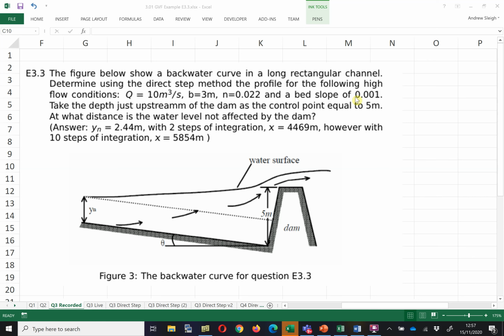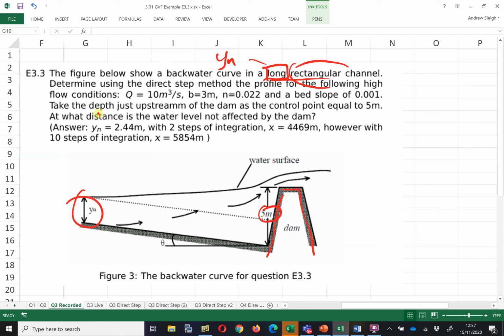Okay, we're going to build a spreadsheet now to solve this example. It's a backwater calculation. I'm just going to describe it slightly. We've got a dam. We're saying that this is 5 meters high, and this is in a long rectangular channel, so that's telling us what the equation is for the area weighted perimeter. And long is telling us that it goes to normal depth upstream. So at the upstream end is normal depth.